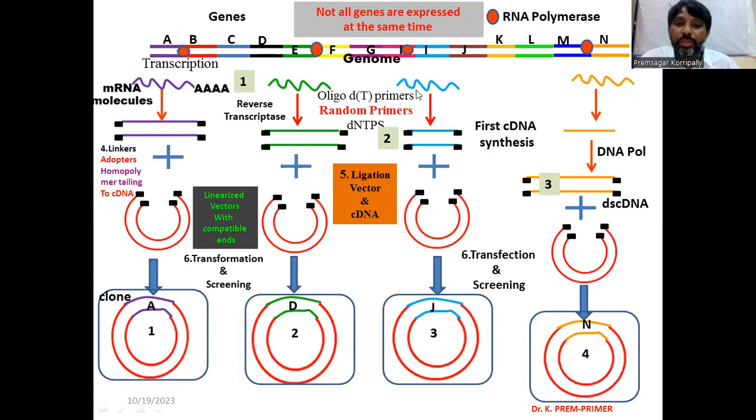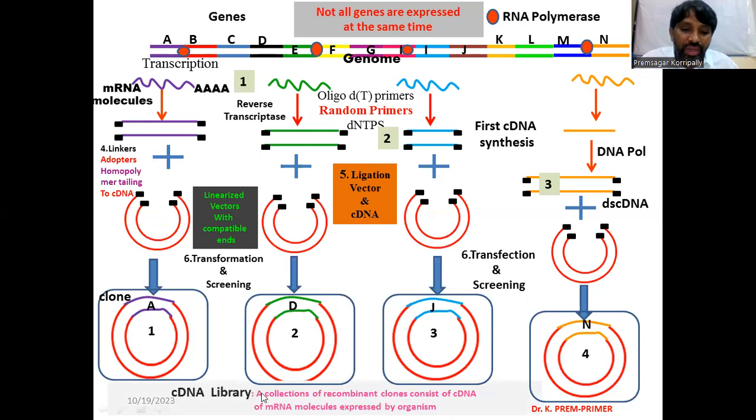So now you see the 4 mRNA molecules you have in the beginning. They are converted to double-strand cDNA and they're cloned into, or incorporated into, the vector. Now you see the 4 different clones, 4 different cells having the 4 different recombinant plasmids with 4 different cDNA molecules, right? Yes or no?